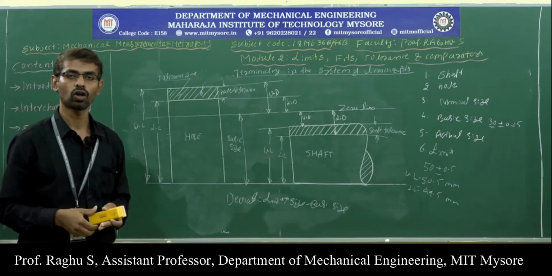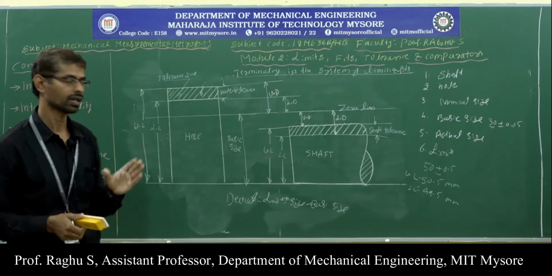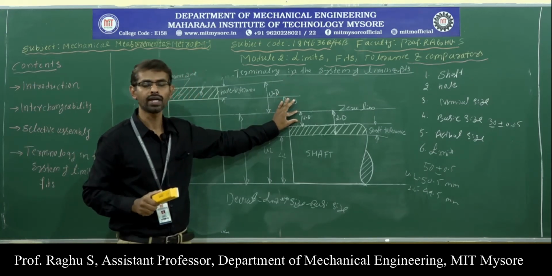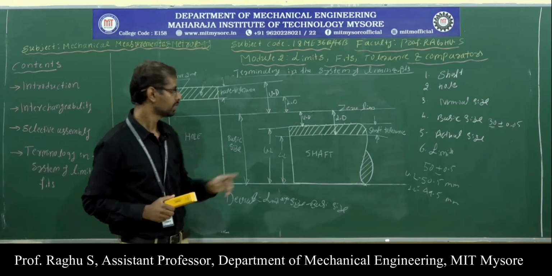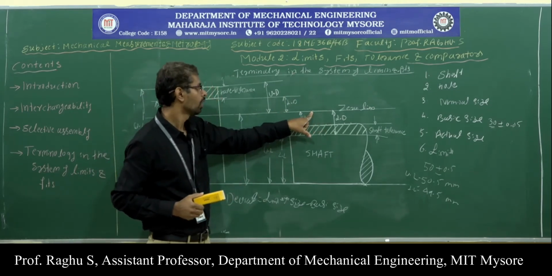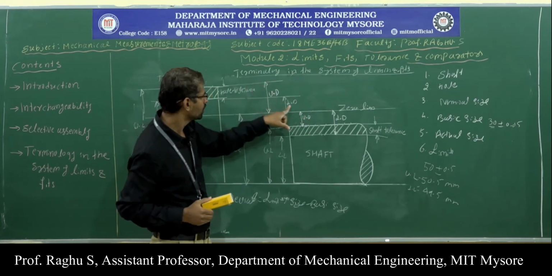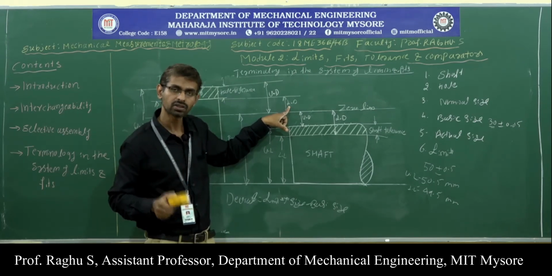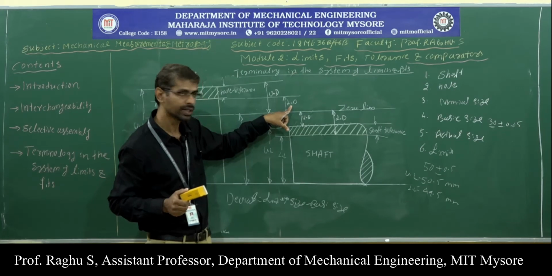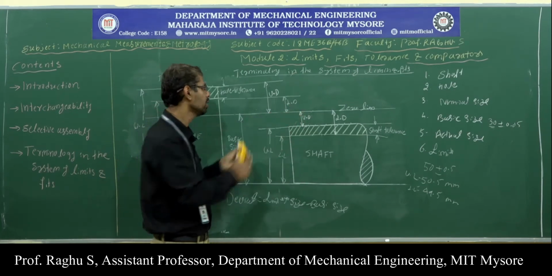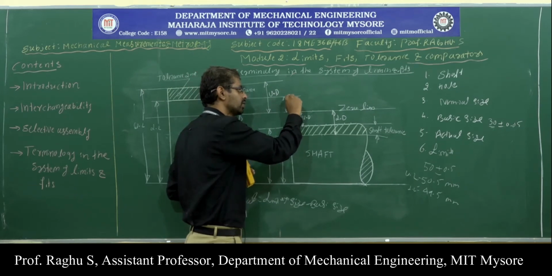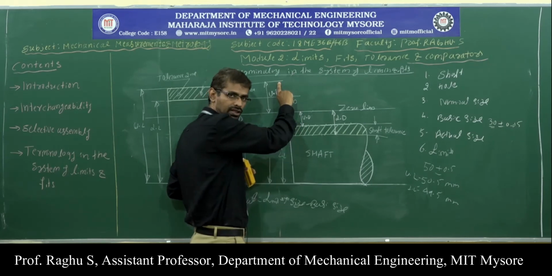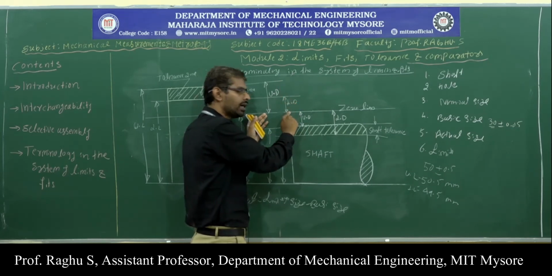Now we have one more terminology, fundamental deviation. Fundamental deviation means the difference between the limit of size which is nearer to the zero line and the basic size. Here we have upper deviation and lower deviation. Which one is the fundamental deviation? Out of these two, the lower limit is closer to the zero line. Therefore, the fundamental deviation for a hole is equal to the difference between the lower limit and the zero line.